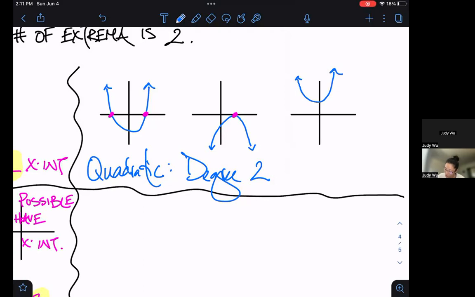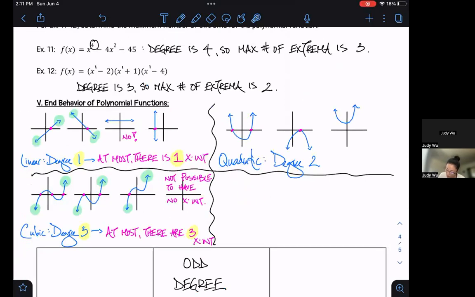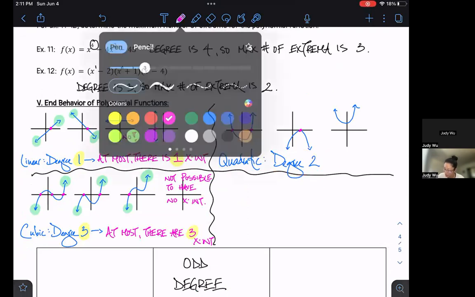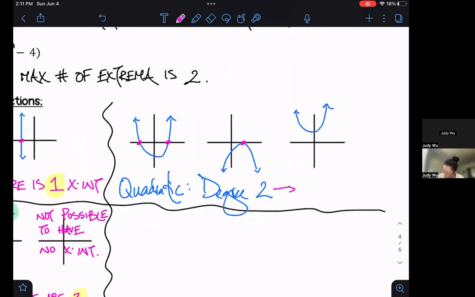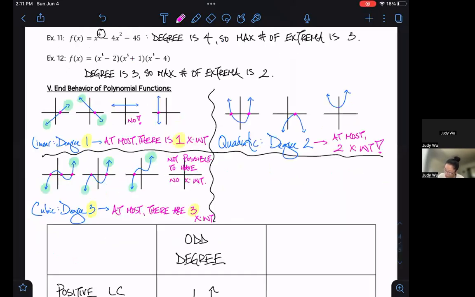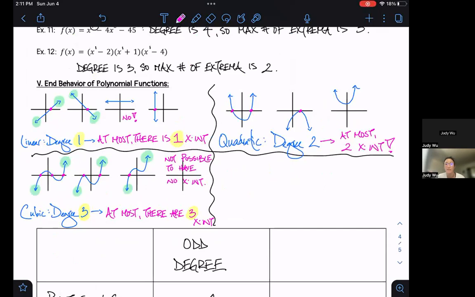And so if we think about what this means, before, if we had degree 1, there was at most 1 x-intercept. If there was degree 3, there was at most 3 x-intercepts. Turns out for a degree 2, there's at most 2 x-intercepts. Pretty neat that the degree actually tells us that maximum number of x-intercepts, right? So degree 2, there's at most 2.